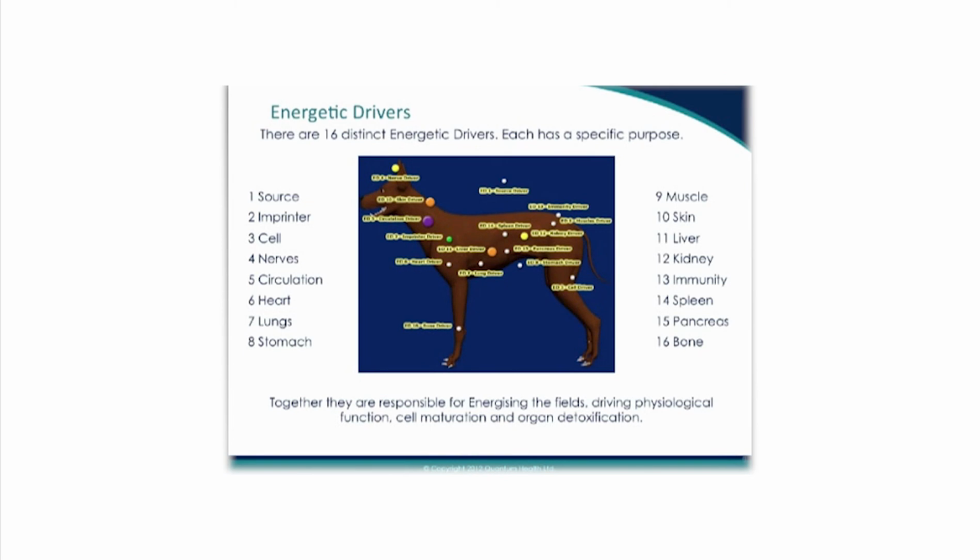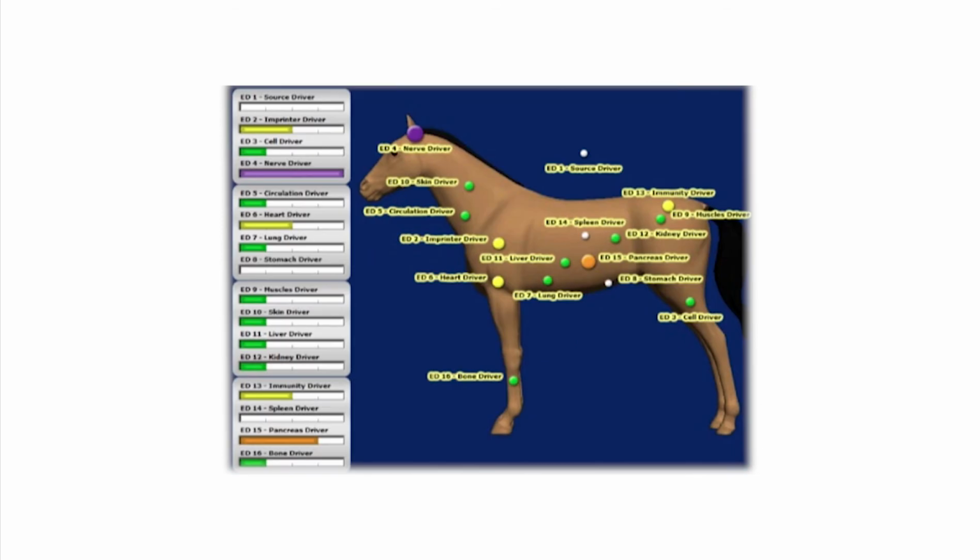Here's a look at the energetic drivers. We still have 16 drivers. The embryonic stages are identical, but now they're laid onto the animal in question. In this case, we've used a dog. Here is the actual page from the scan, and here we've got it represented on a horse.